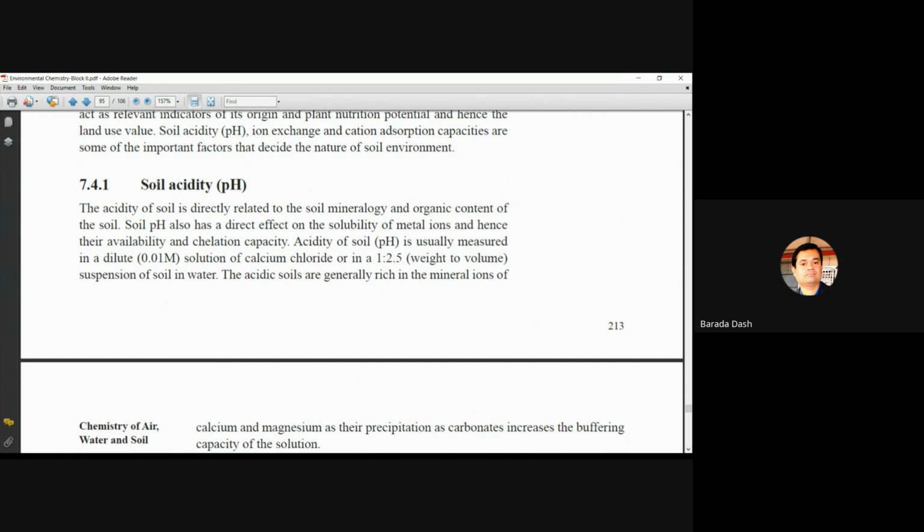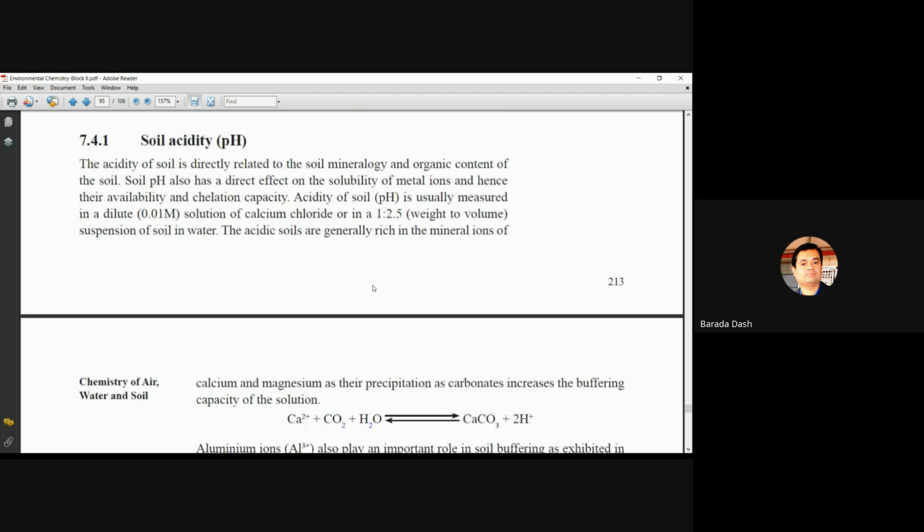So another important thing is soil acidity. If a soil is acidic, it cannot be used for cultivation. The acidity of soil is directly related to the soil mineralogy or organic content of the soil. Soil pH also has a direct effect on the solubility of metals and ions, and hence their availability and chelation capacity. Acidity of soil in the pH is usually measured in a dilute 0.1 M solution of calcium chloride suspended in soil in water.